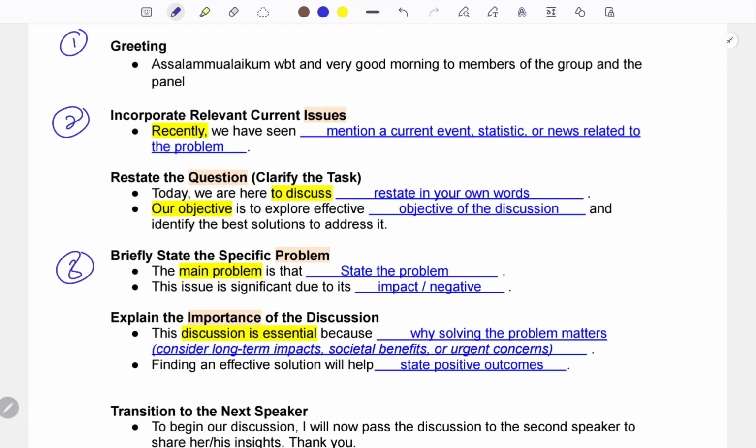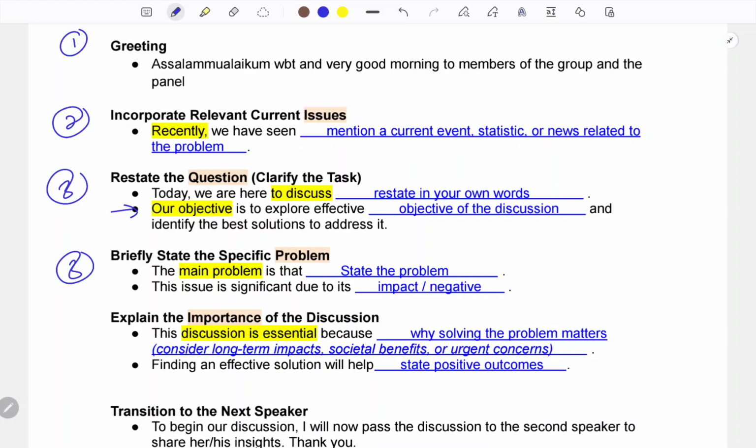I'm going to state the problem of the issue. Let's say the issue is children playing too much game online. So what is the problem when children play too many games online? And the fourth, I'm going to restate the question. What is the question? I'm going to clarify the question in my own words, and state the objective of our discussion.